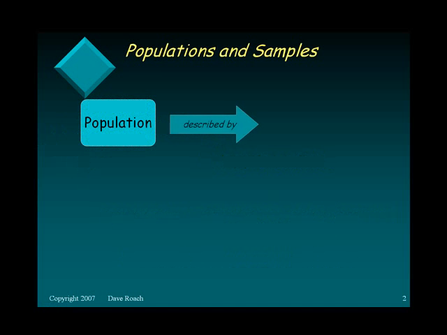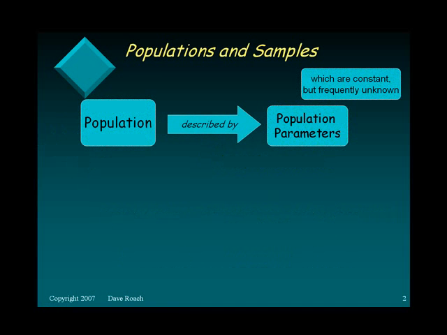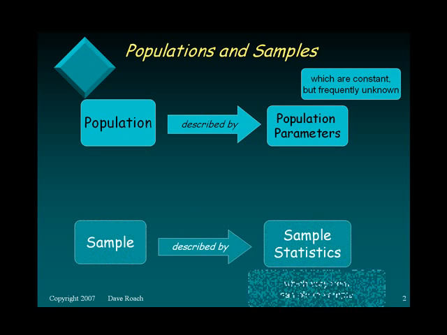We'll start with a graphic that we've had before. Population described by population parameters, and those parameters are constant but frequently unknown. And we have a sample described by sample statistics, which vary from sample to sample.